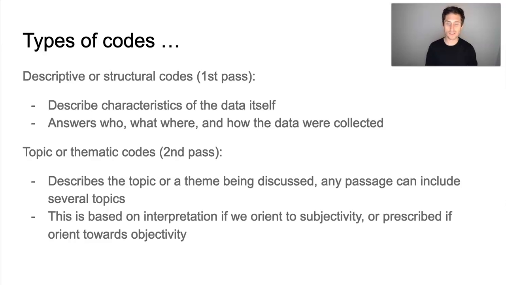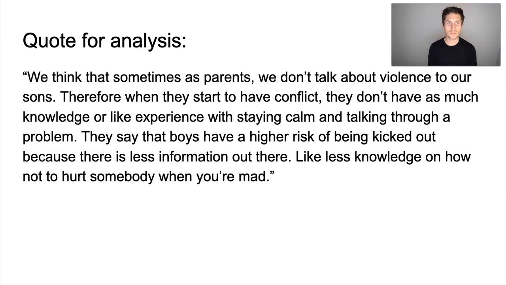I think this makes more sense if we actually look at a passage of some qualitative data, and let's try to make sense of it by first applying some descriptive codes and then applying some thematic codes. All right, so here's a quote that we'll analyze. It says, "We think that sometimes as parents we don't talk about violence to our sons. Therefore, when they start to have conflict, they don't have as much knowledge or experience with staying calm or talking through a problem. They say that boys have a higher risk of being kicked out because there's less information out there, less knowledge on how not to hurt somebody when you're mad."